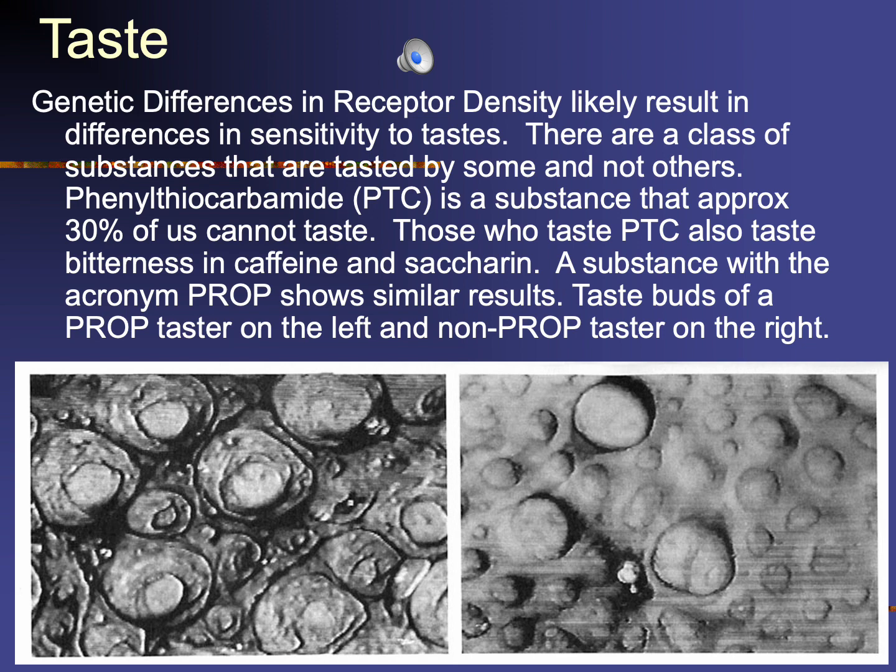We all have those pretty much in common, especially the sour and the salty ones. It's these more complex protein-based receptor sites with ion channels that have genetic differences that make bitterness a different sort of experience or perception for some people than it is for others.